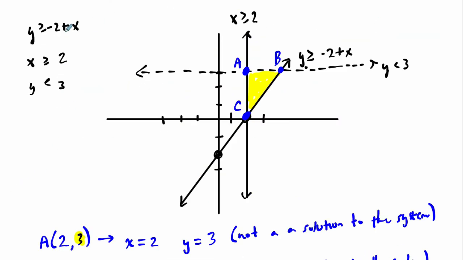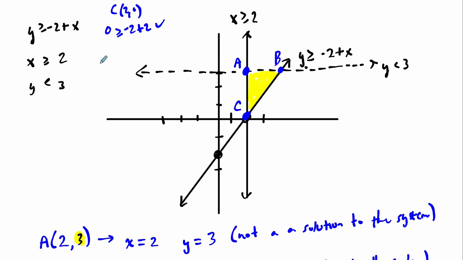It means if you plug it into all the inequalities, it works for all of them. So I'm going to plug in, I'm going to write this down. C is the point (2, 0). If I plug in the first equation, I get 0, that's the y value, is greater than or equal to negative 2 plus 2. That's true, right? 0 actually equals 0, so that works out.